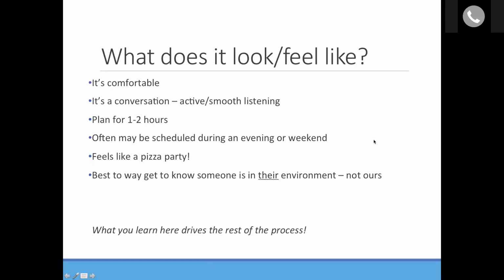So what does it look and feel like? The home visit is not an annual review. It's not an IEP. It's comfortable. It's conversational. And we really use active and smooth listening to get that information. It's not that traditional Q&A. Also, plan for 1 to 2 hours. It really shouldn't be shorter than an hour. And it really shouldn't be over 2 hours, because when we've gone over 2 hours, the human brain just gets a little foggy, right? Like we all start to check out a little bit.